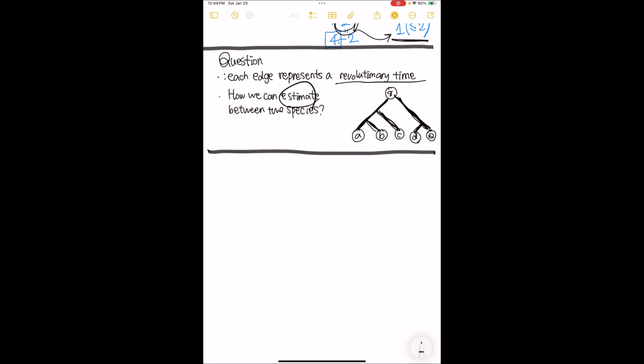Okay, now how can we estimate between the two species? The answer comes from p-adic distance. Okay, what is distance?